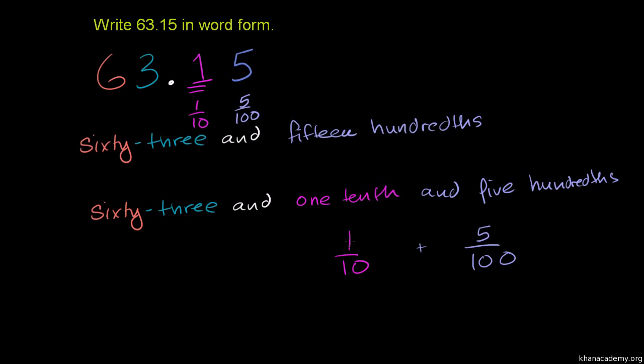So multiply both the numerator and denominator of this character by 10. You get 10 on the top and 100 on the bottom. 1/10 is the same thing as 10 over 100. 10/100ths plus 5/100ths is equal to 15 over 100. So this piece right here is equal to 15 over 100. And that's why we say 63 and 15/100ths.